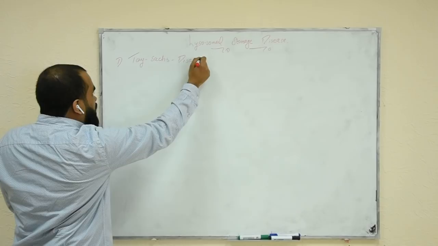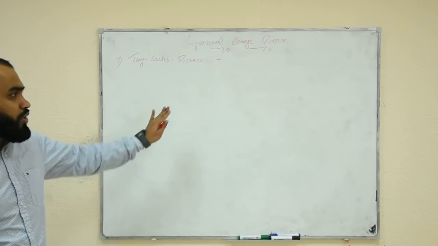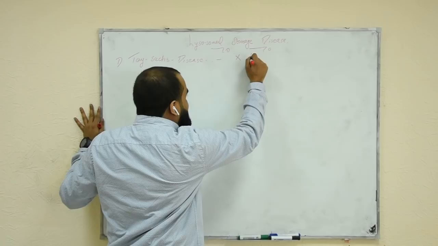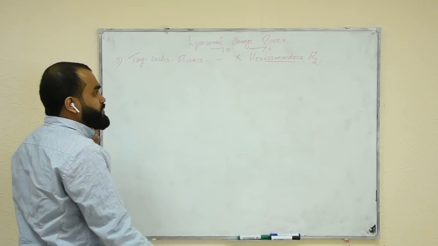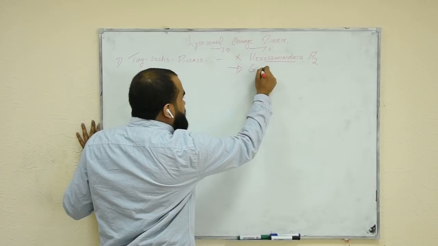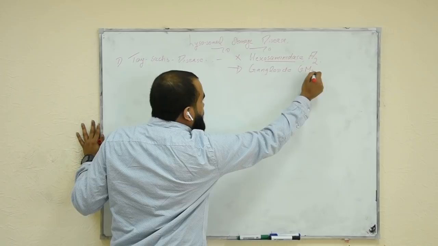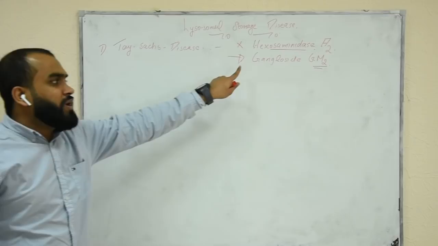First of all, the important point you have to know here: what is the enzyme deficiency? Remember, the enzyme absent here is hexosaminidase A. If this enzyme is absent, what will be accumulated? There will be accumulation of ganglioside GM2. Remember, here the enzyme absent is hexosaminidase A and there is accumulation of ganglioside GM2.